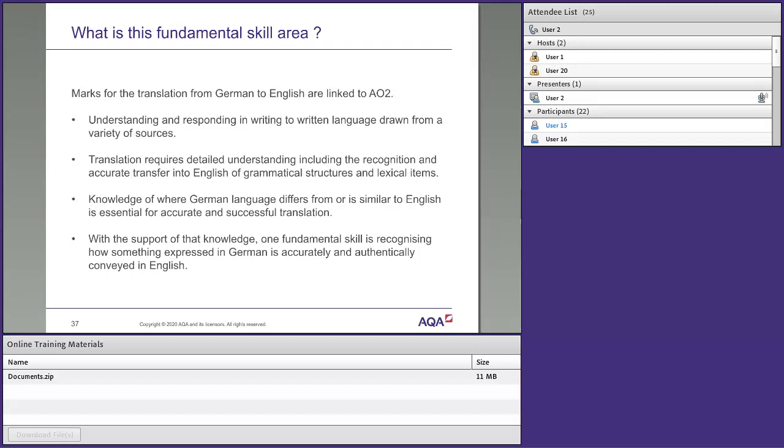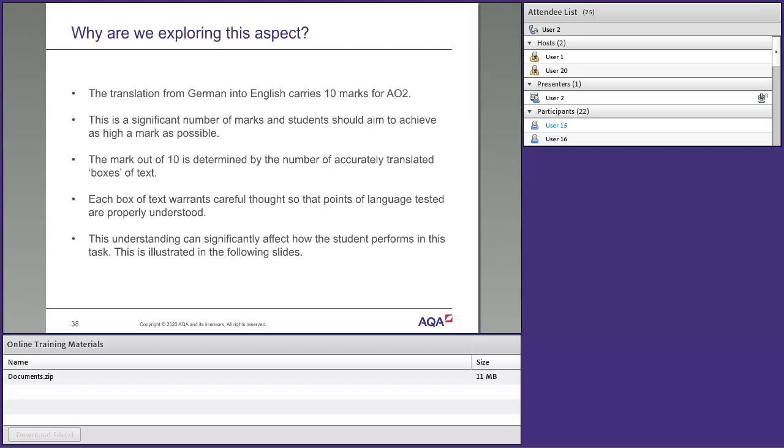And with the support of that knowledge, one fundamental skill is recognizing how something expressed in German is accurately and authentically conveyed into English. The translation from German into English carries 10 marks for AO2. Again, a significant number of marks, and students should aim to achieve as high a mark as possible.